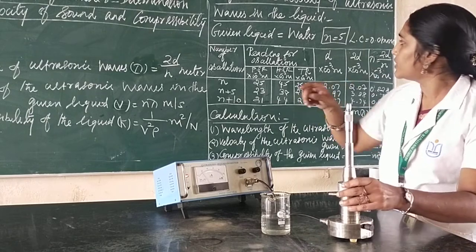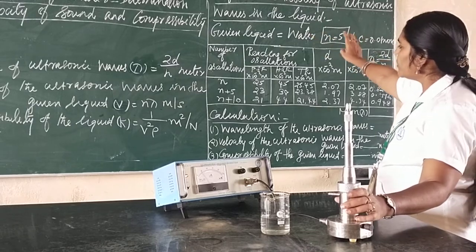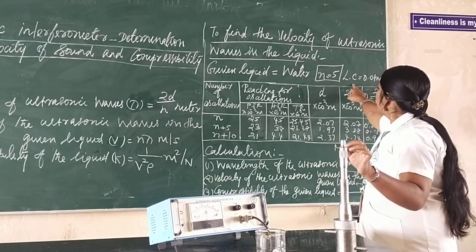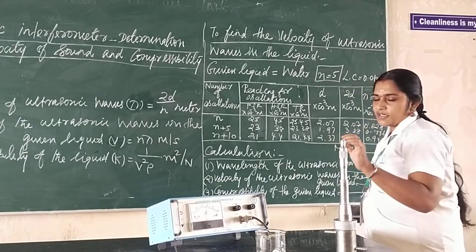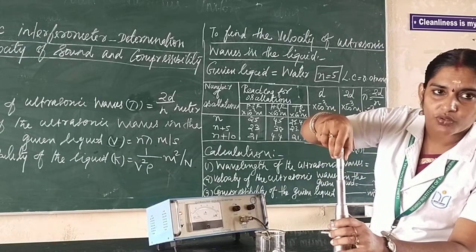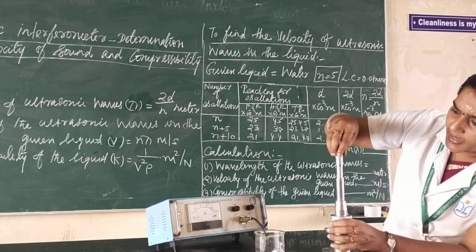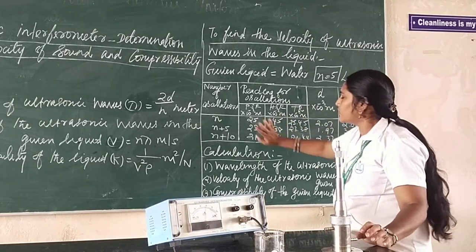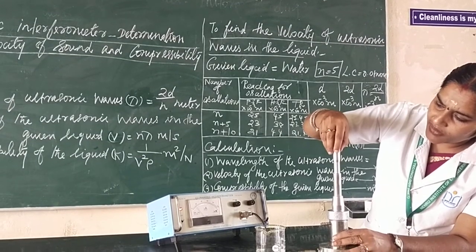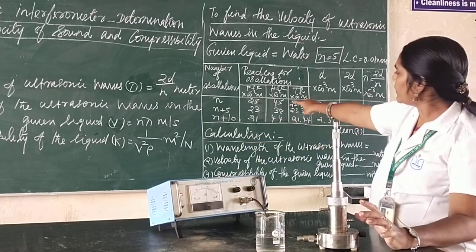Next, this is a tabulation to find the velocity of ultrasonic waves in a given liquid. The liquid is water, and the least count of the micrometer is 0.01 millimeter. It is like a screw gauge. Initially you have to keep the value at approximately 25 and 45. This is the first value you have to keep.